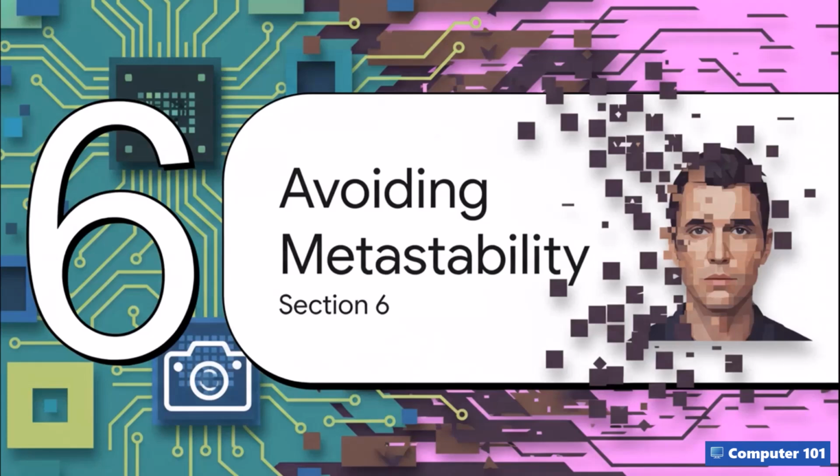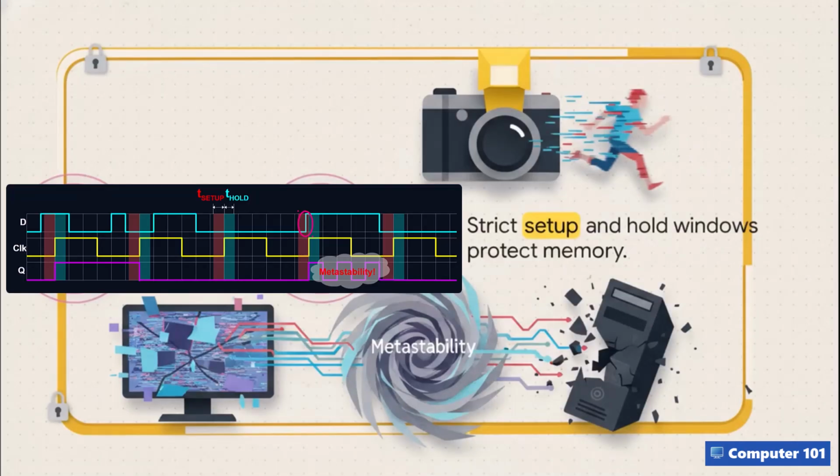Finally, Section 6, Avoiding Metastability. Now, before you run off to build your own processor, I have to issue a pretty serious warning. To keep this memory system healthy, we absolutely must follow the strict rules of physics. If we don't, our crisp digital photos turn into a corrupted, blurry mess. Here is the danger zone. For a flip-flop to work properly, the input D must remain perfectly stable for a specific amount of time before the clock edge hits. We call this the setup time, or T setup. It also has to remain stable for a brief moment after the clock edge, known as the hold time, or T hold.